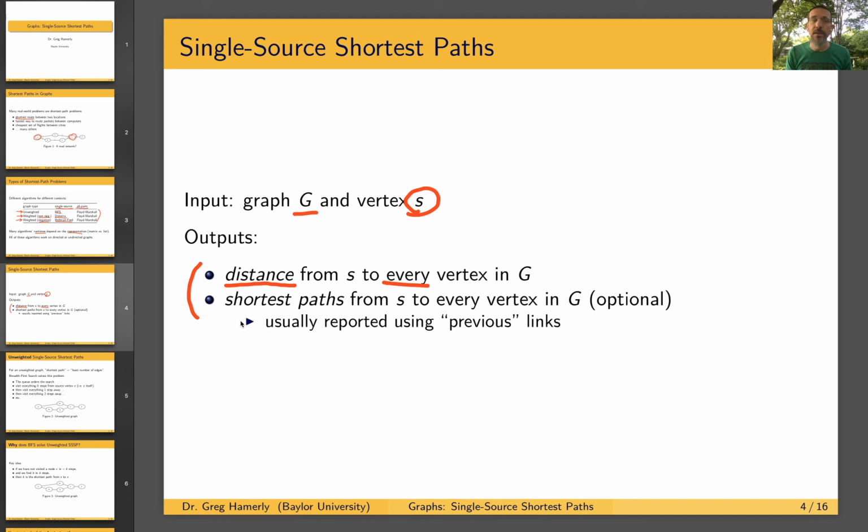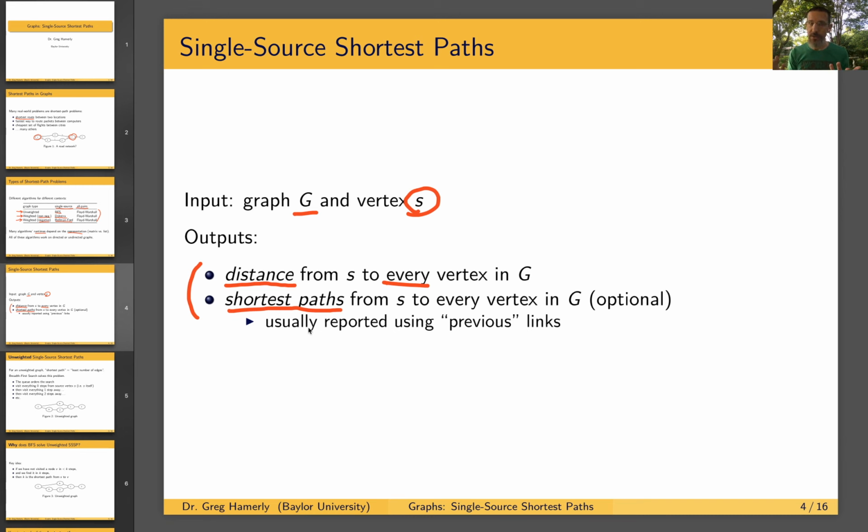The second thing that the single source shortest path algorithms output are the shortest paths themselves. So knowing the distance is not the same thing as knowing the shortest path. It's like knowing that Waco and Dallas are 90 miles apart doesn't help me to know how to get from Waco to Dallas or Dallas to Waco.